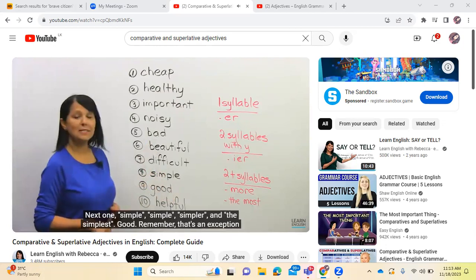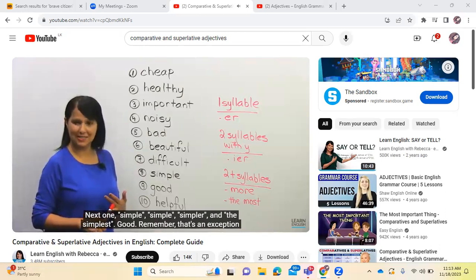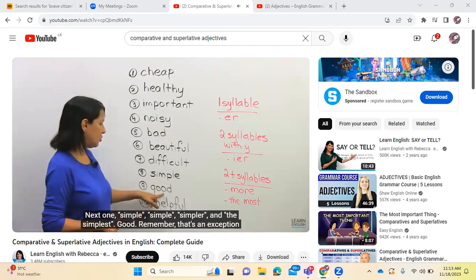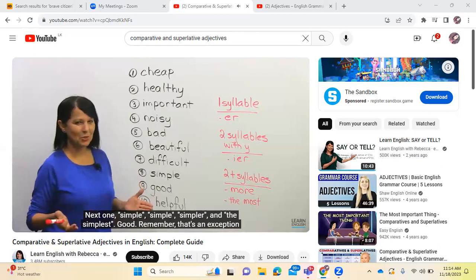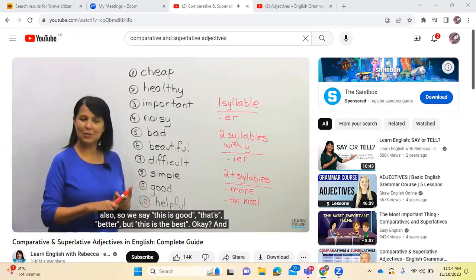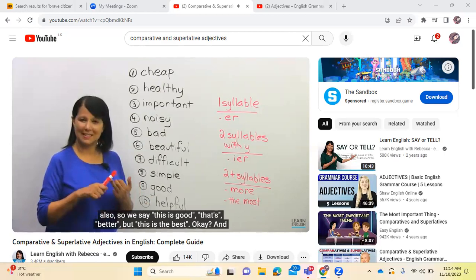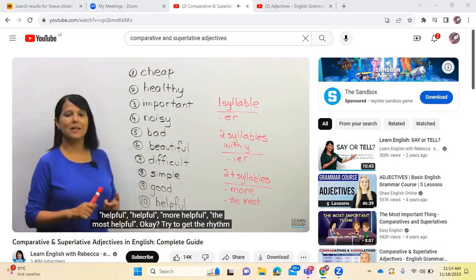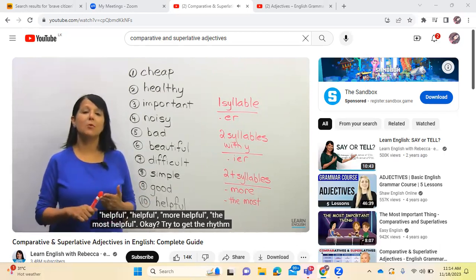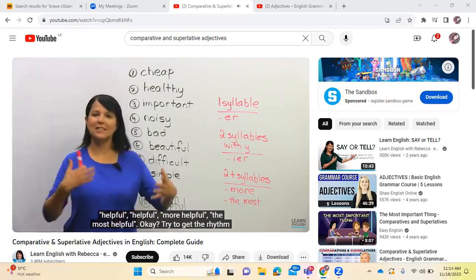Next one. Simple. Simple, simpler, and the simplest. Good. Remember, that's an exception also. So we say this is good, that's better, but this is the best. Okay? And helpful, helpful, more helpful, the most helpful. Okay? Try to get the rhythm of it.